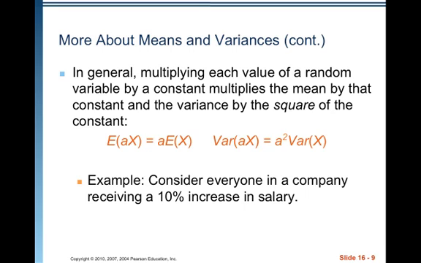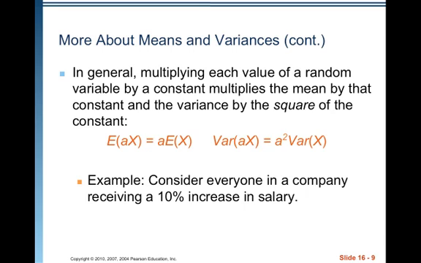So if I have the expected value of a times x equals a times the expected value of x, that makes it a lot easier because you can just take the old expected value of x and multiply it by whatever your factor is. Variance of a times x is a squared times the variance of x.